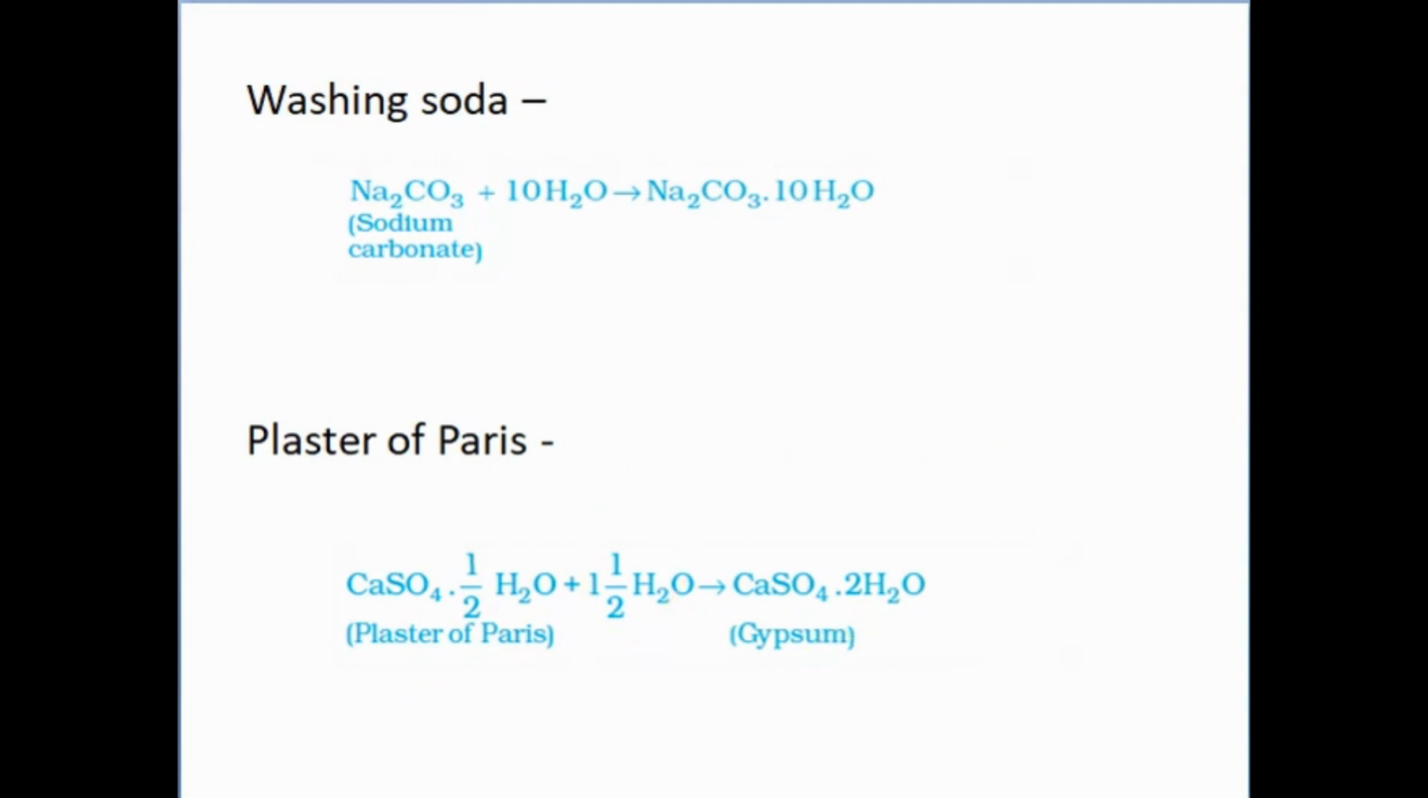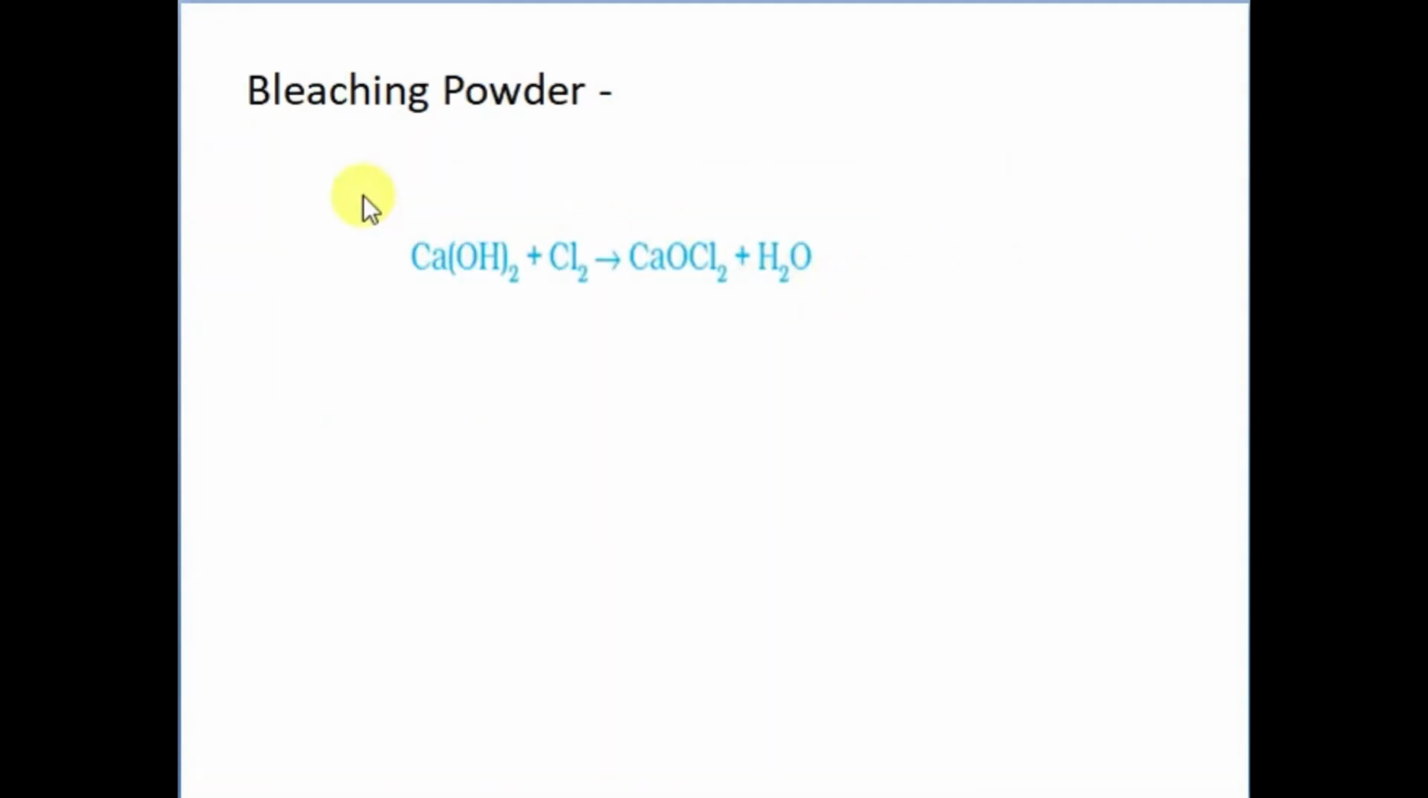Now next we have bleaching powder. Okay, so for bleaching powder, when Ca(OH)2, which is called dry slaked lime, reacts with Cl2, that is chlorine gas, it will form CaOCl2 plus H2O. Okay, so CaOCl2 is bleaching powder. So what is the formula of bleaching powder? CaOCl2. Okay, so this was the reaction.